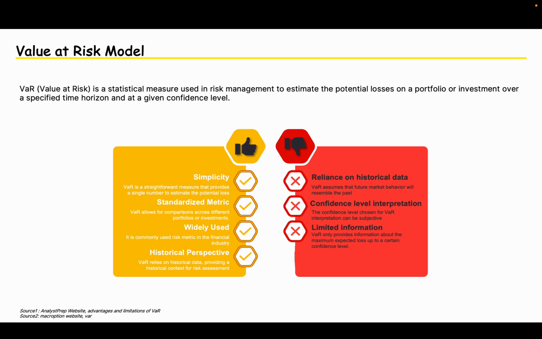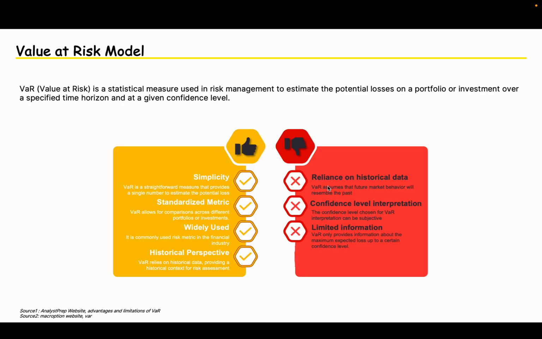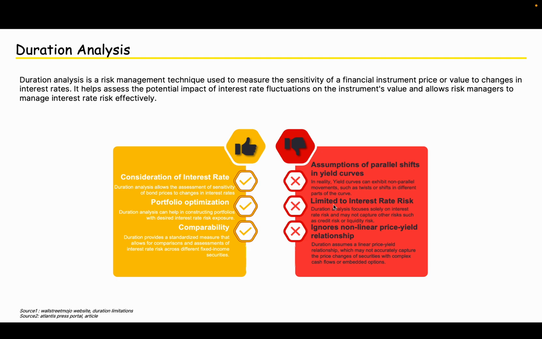Now, the disadvantage is it relies very much on historical data. It assumes that what happened in the past will happen in future and excludes the unexpected events that might happen, and this is a very subjective parameter across companies. This is the VaR that we have calculated in 6 months for Baggins across various confidence levels. Over to you, Kazif. Thank you, Suraj.